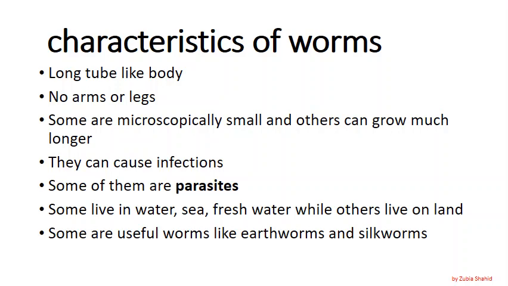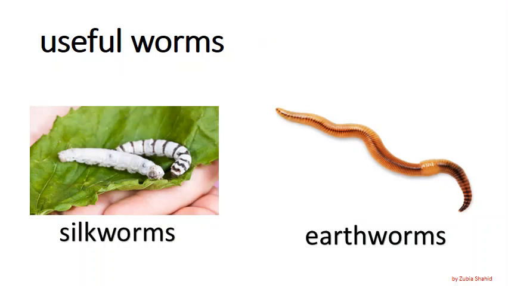Some are useful worms like earthworms and silkworms. Here are the pictures of two useful worms, silkworms and earthworms. Silkworms are very useful. They live in groups, and those groups are known as colonies. They work in the form of groups. Earthworms live in the soil and help to enrich the soil. They also aerate the soil. Aerate means to bring air into the soil.